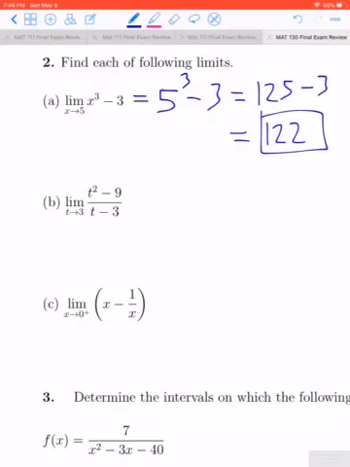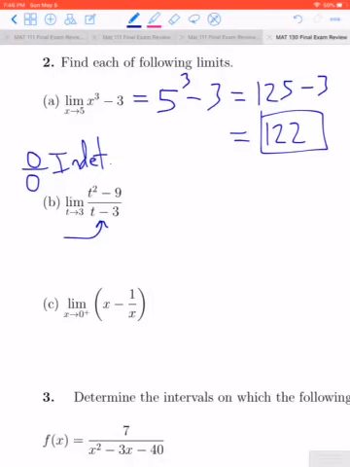In part B, you could try the same thing. If you plug 3 into this expression, this rational function, what you would get, however, is 0 over 0, which is what we called indeterminate. There may be a limit, there might not be a limit, but we're not going to be able to find it out via direct substitution.